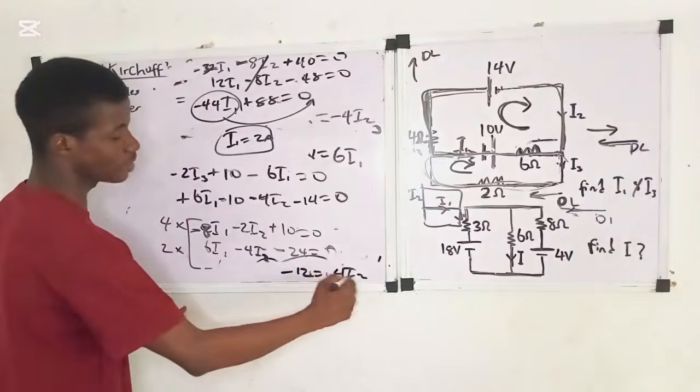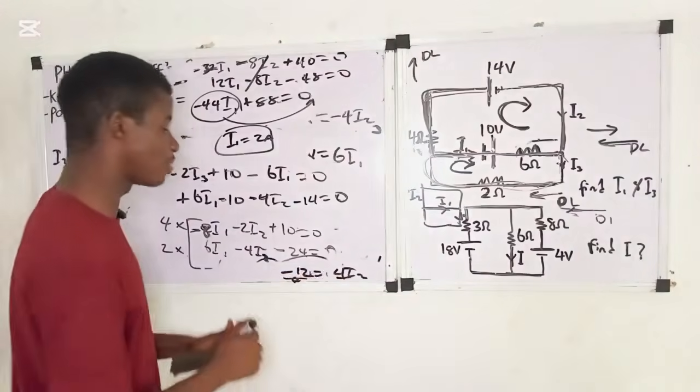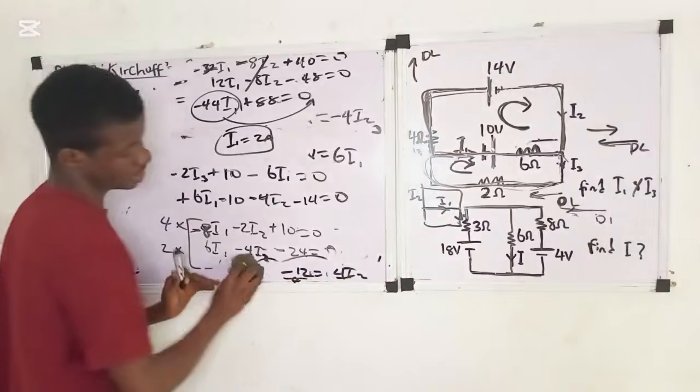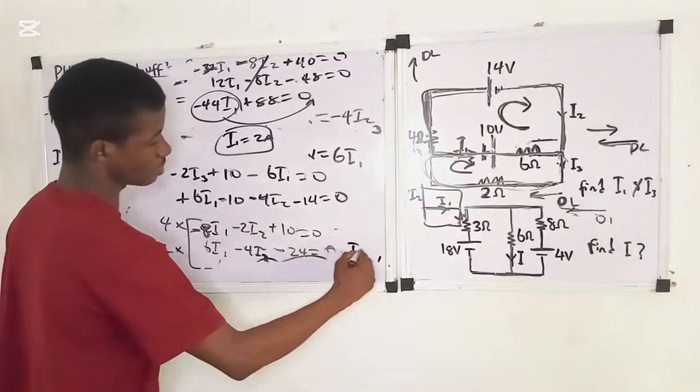So let's divide both sides by 4, right? If we divide both sides by 4, I2 will be minus 3. So I2 will be minus 3.